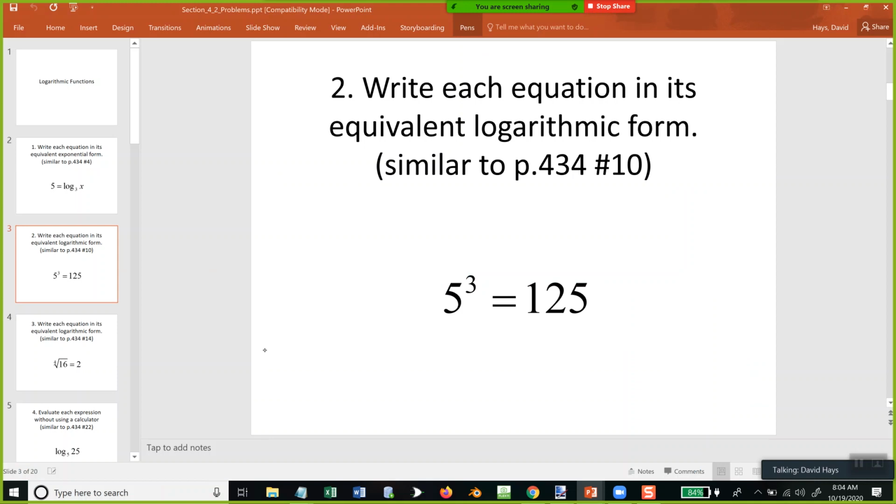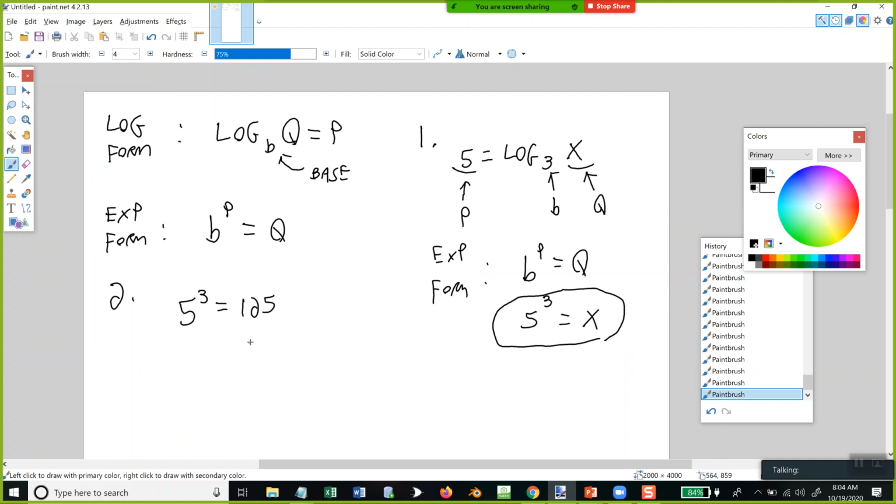Now this problem says write each equation in its equivalent logarithmic form. This is in our exponential form because we got a power here. Now from our exponential form, the power is our p. What's immediately to the left of it is our b. And the other side of the equals is our q. b to the p is equal to q. Once we identify those three items, we are ready to write it into log form.